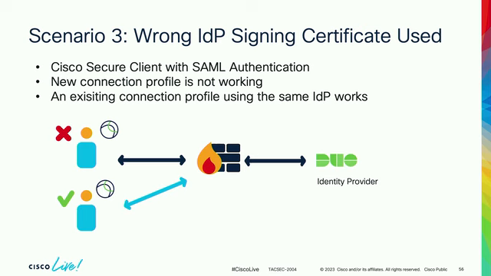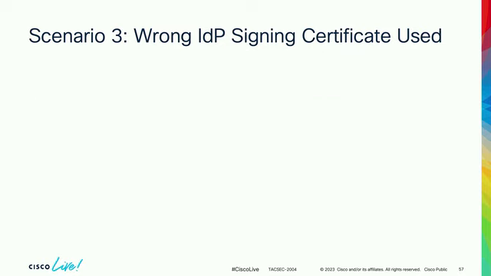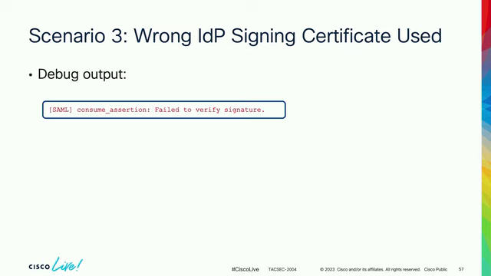But a new connection profile has been implemented for another set of users using the same IDP. These new set of users are not able to authenticate. And we are asking, why are we not able to authenticate if we are using the same IDP? So again, we run the debug output, and we get this issue: failed to verify signature. We can determine and correlate this information and match it to a certificate.